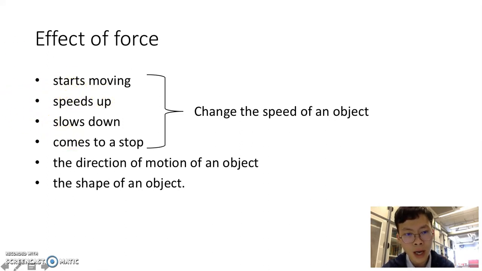It will also speed up or even slow down. For example, you apply brake to a car, then the car will actually slow down. When you apply brake, that's actually a braking force and it comes to a stop, etc. So this is actually about the effect of force. So first of all, these first 4 points are about force can change the speed of an object, and it can also change the direction of the motion of an object and also change the shape of an object.